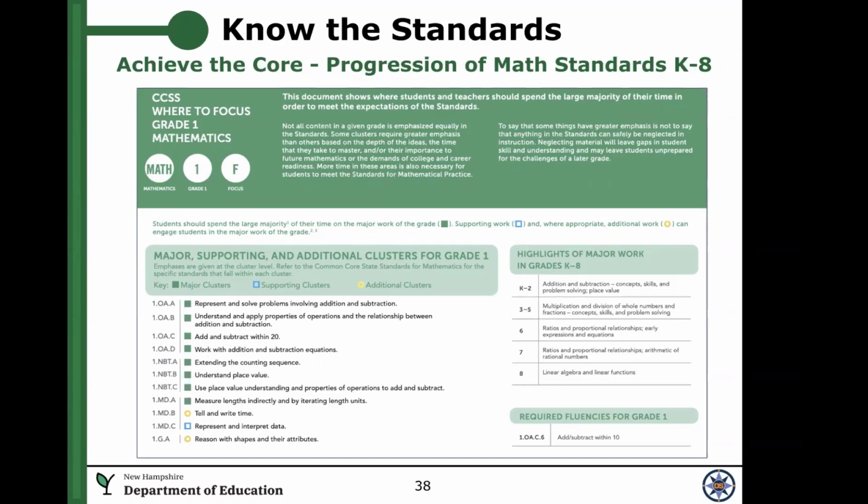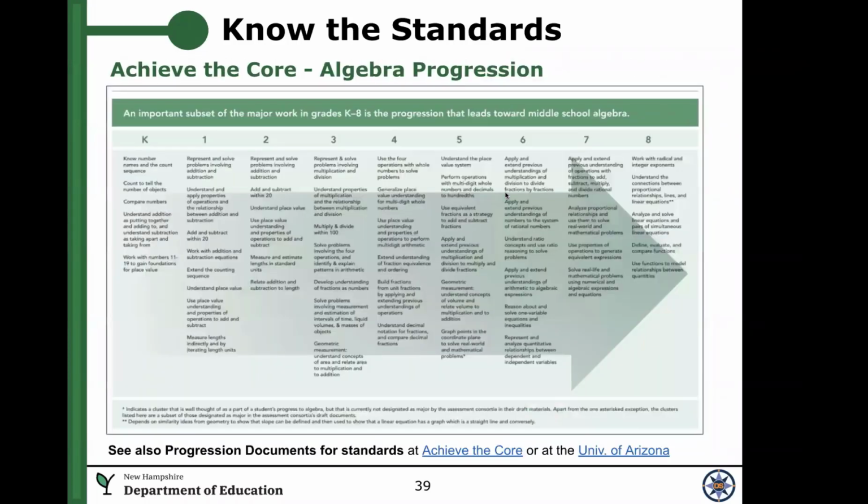So each grade level, it's basically just K to 8, but you can see at each grade level what your major, supporting, and additional clusters are. They also highlight the major work of each grade level and show your required fluencies. And then on the back of each one of these documents is this progression so that you can see where kindergarten all the way up through 8th grade goes for where their skill sets need to be at each grade level.